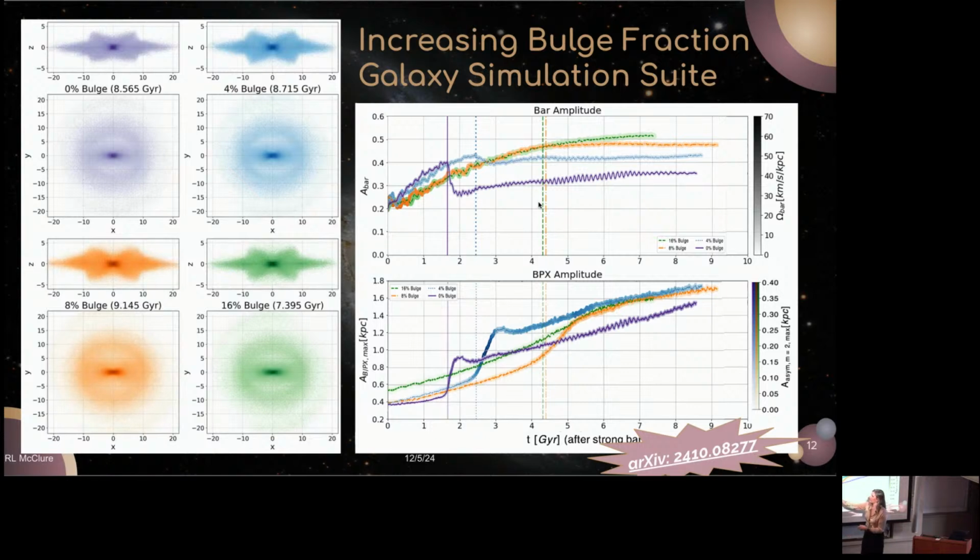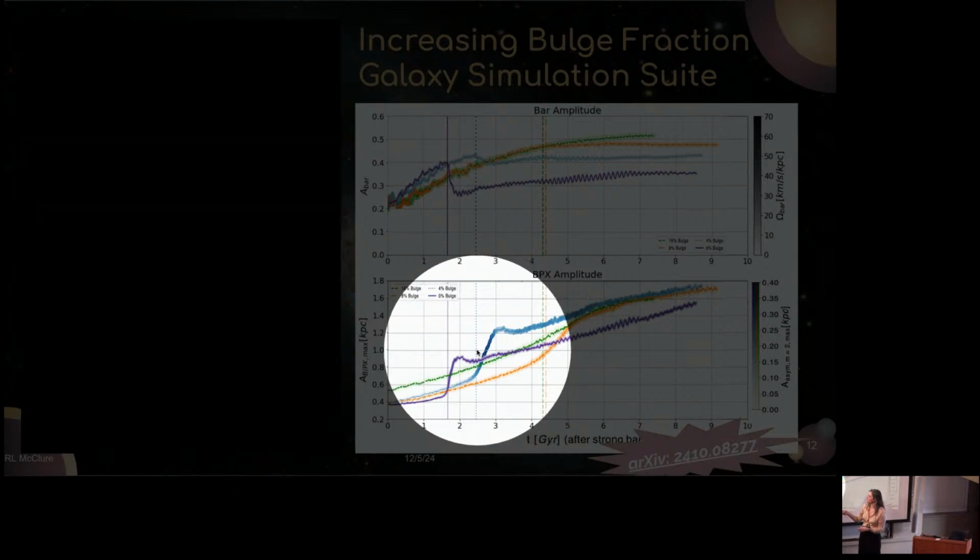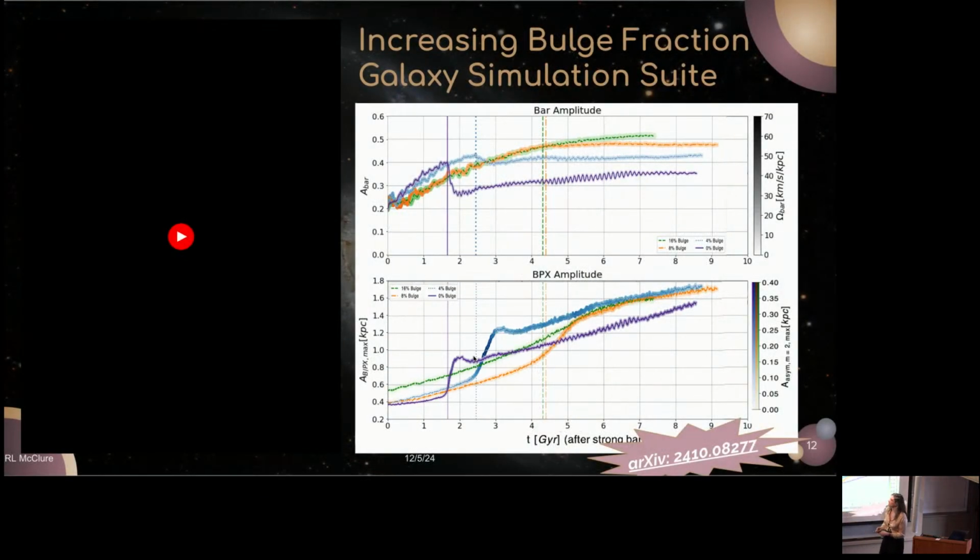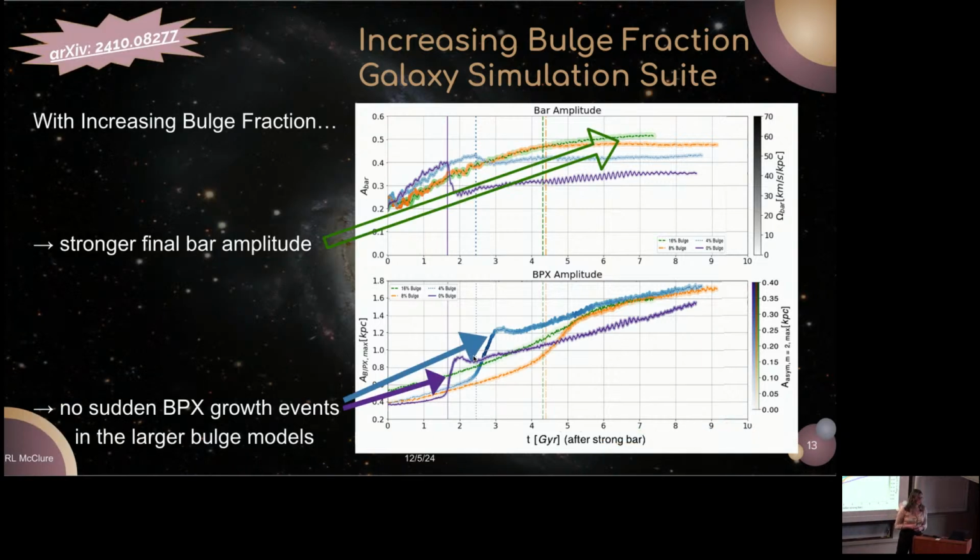Darker colors are more asymmetric. You can see there's darker there, there's darker here, but we never really have any darker times in the green. So the two things I want to point out, before we think more about the question I posed of whether the presence of a BPX always means the same thing, is that we end up with a stronger final bar amplitude with increasing bulge fraction. I'll highlight that in the top plot up here. The bar amplitude over time is ranked at the very end of the simulation, with the highest bar amplitude corresponding to the highest classical initial bulge, and then going down from there: green, orange, blue, purple.